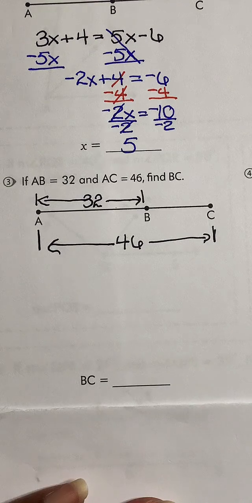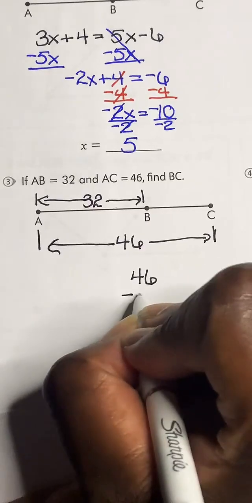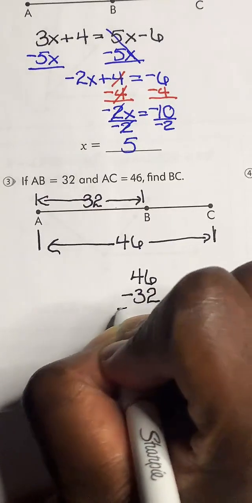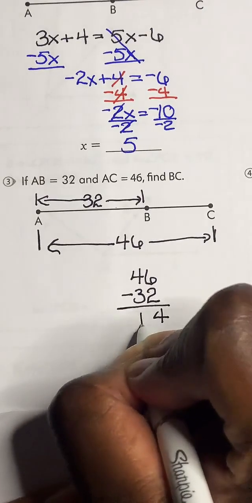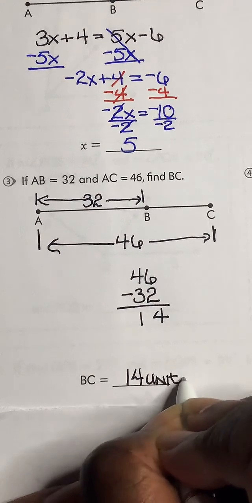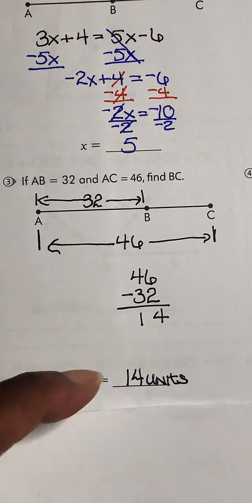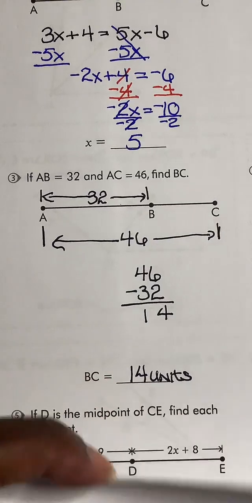Okay, so Kai is 14. Jess 14, Bree 14, Justin 14. Okay, yep, because that's all you're doing. You're taking the whole, which is the 46, minus the part, which is 32, and that will help you find the other part, which is 14 units. Okay, yep, that's all it is.